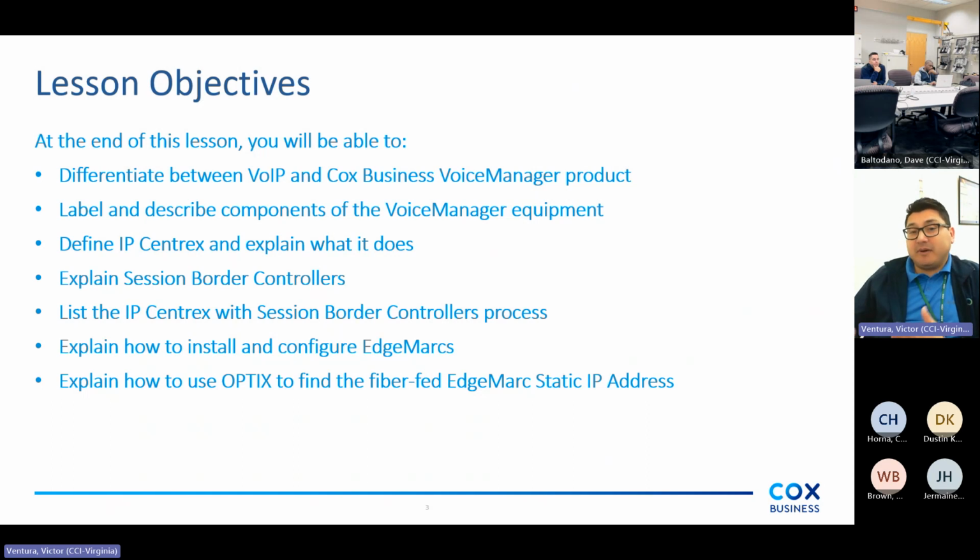We'll talk about the different topologies, how to configure the session border controller, in this case, the HMarks. There are different versions of HMarks, like the 2900, 2900 PoE that has the embedded switch, some older models like the 4500 or the 4700 models, they all get configured the same way. Then we'll cover a portion of going through optics and finding fiber-fed HMark static IP addresses.